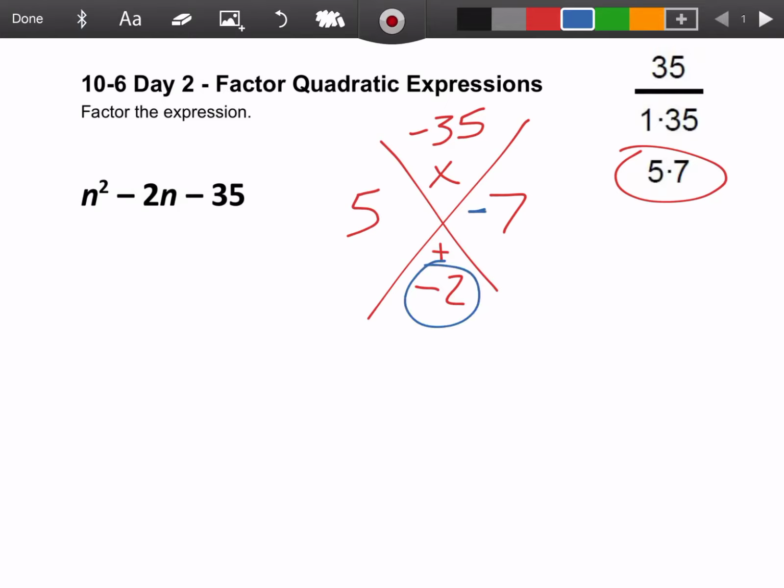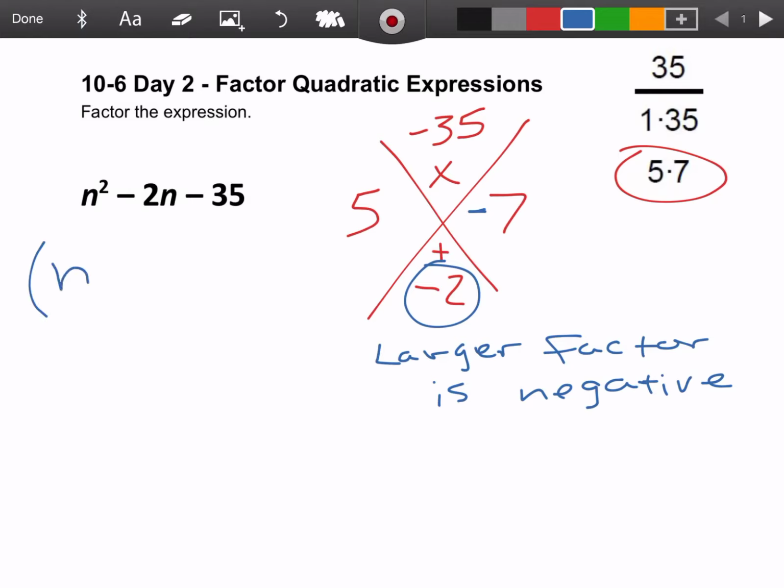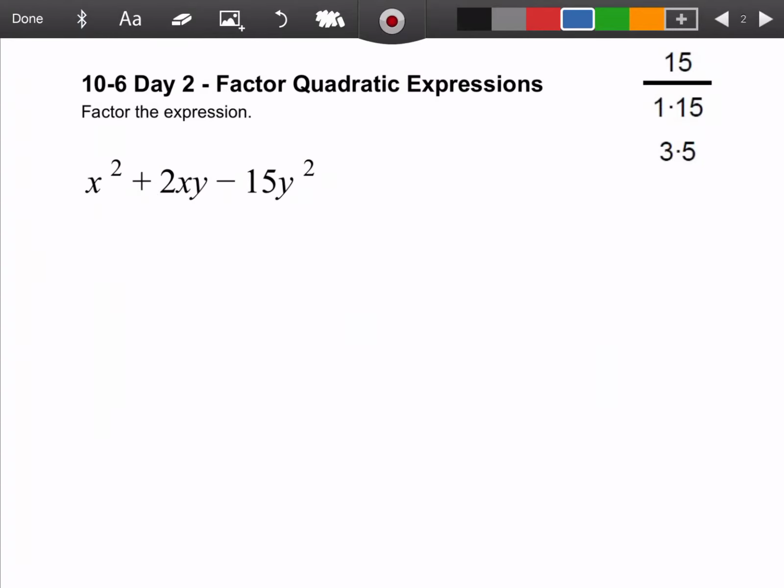That's one thing that I want to make sure everybody knows: when this is a negative number, the larger factor is negative. It's kind of the hardest thing to pick up on when we're choosing our factors. So here we have 5 times negative 7 will give us a negative 35. 5 plus negative 7 gives us a negative 2. So then we can come over here and write it in factored form. We have n plus 5, n minus 7. And that's all we're doing, is we're taking something from standard form and writing it in factored form. Have a handful more examples.